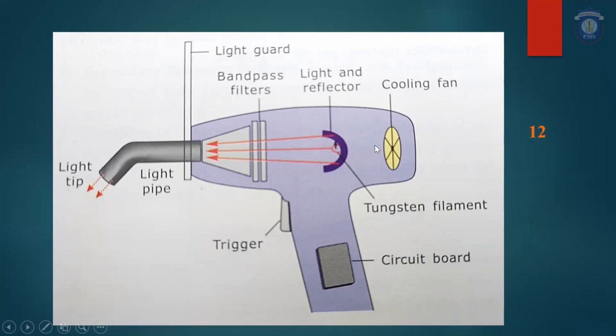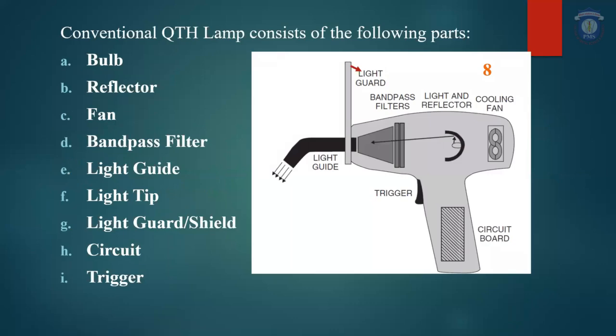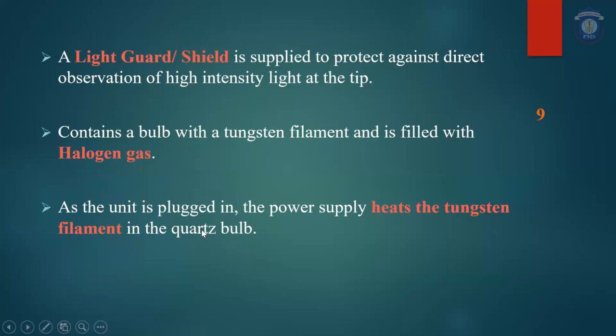Then inside the QTH lamp, there is a cooling fan to dissipate the heat that is being generated. Then there is the circuit board, and then there is a trigger switch which, upon switching on, will produce the light through the light tip. Okay. So again, these are the components of the QTH lamp. We have a bulb, a reflector, a cooling fan, a filter, light guide, light tip, light guard or shield, circuit, and a trigger switch. As I mentioned before, a light shield is supplied to protect against direct observation of high intensity light by the clinician.